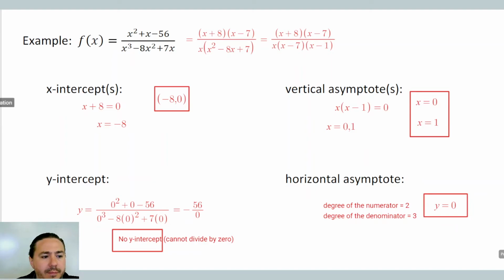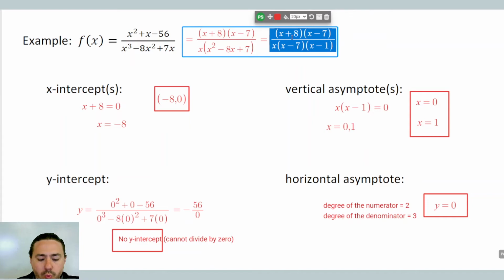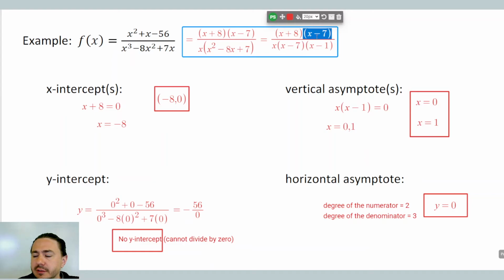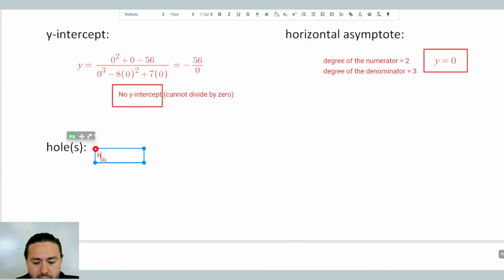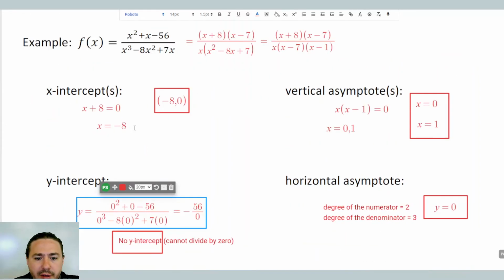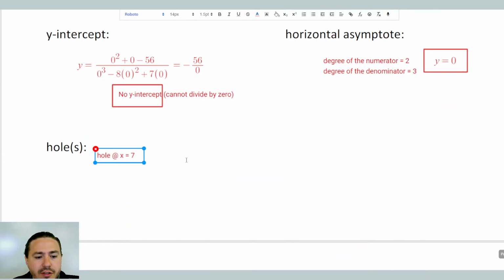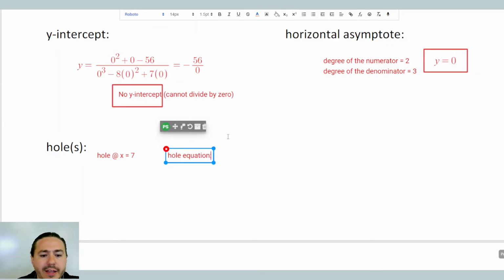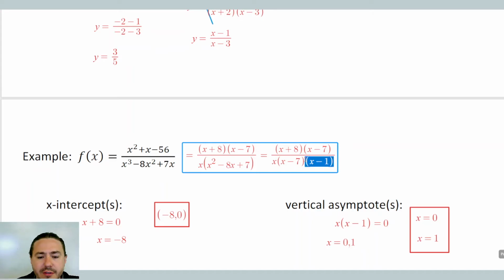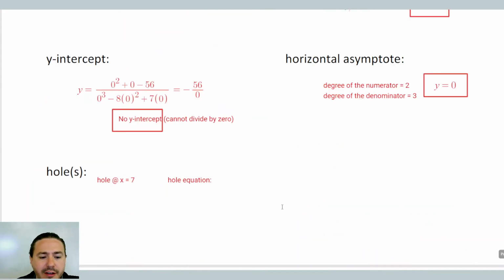All right. Now, lastly, we're going to find the location of the hole. Now, we know that the x value here is going to be 7, right? Because that's the value that would make both of these 0. So we know that there is a hole at x equals 7. Let me just double check, make sure that, yep, that's 7. So let's find our little hole equation. We get that by simply canceling out the common factor here.